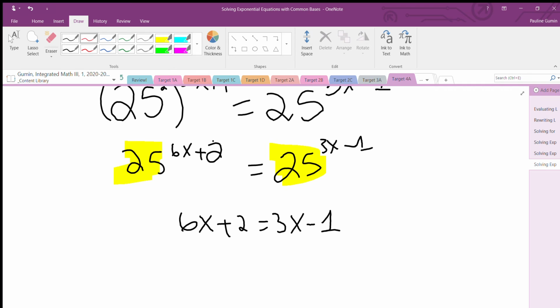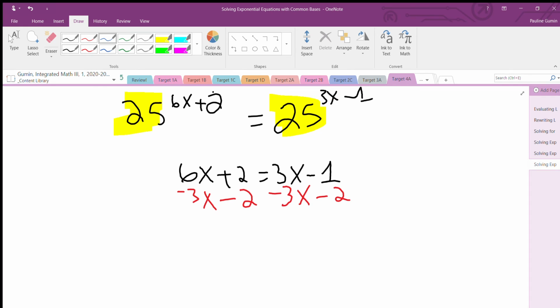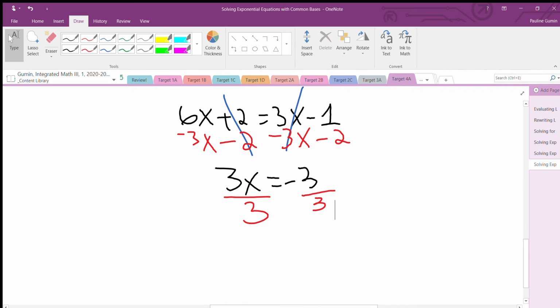Okay. I'm going to move over the 3x by subtracting it from both sides. And simultaneously, I'm going to subtract 2 from both sides. Check it out. My 3x's cancel here, and my 2's cancel there. 6x minus 3x is 3x. Negative 1 minus 2 is negative 3. And we finish by dividing. And x equals negative 1.